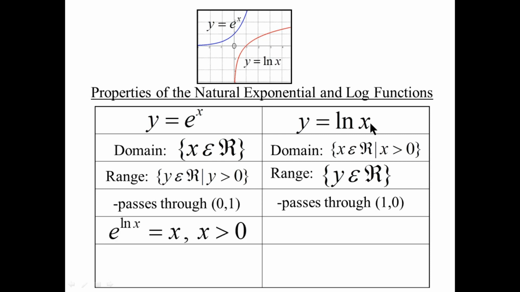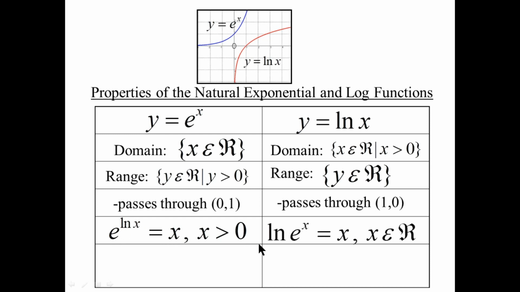E to the ln x equals x. I put this on the list because it's a tricky fact that seems to come up a lot. Ln x, by definition, is the exponent you put on e to get x. That's the definition of ln x. The exponent you put on e to get x. And it's being put on e, so we'll get x.